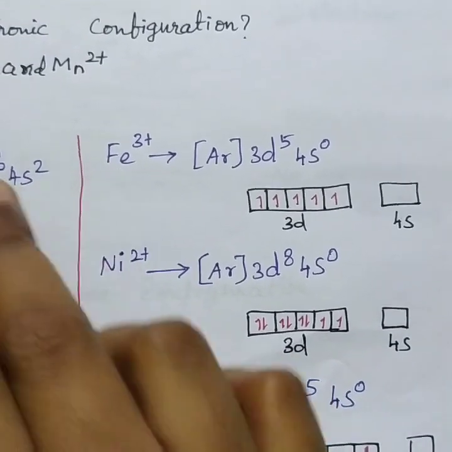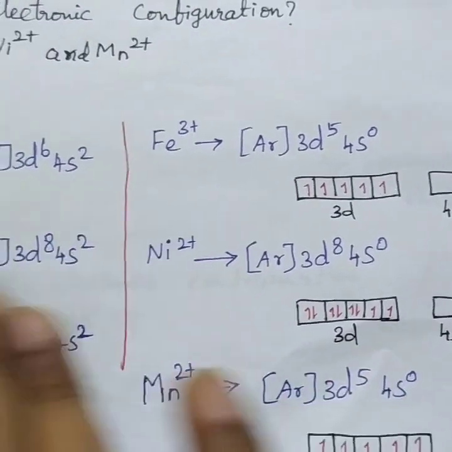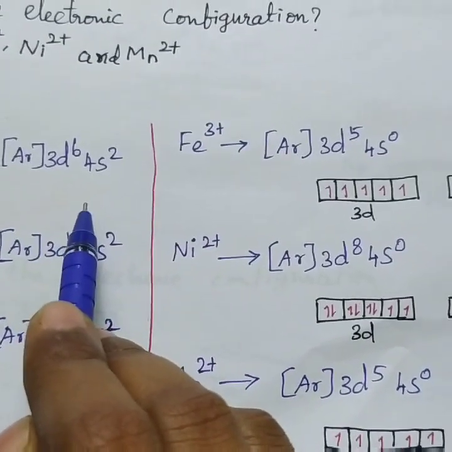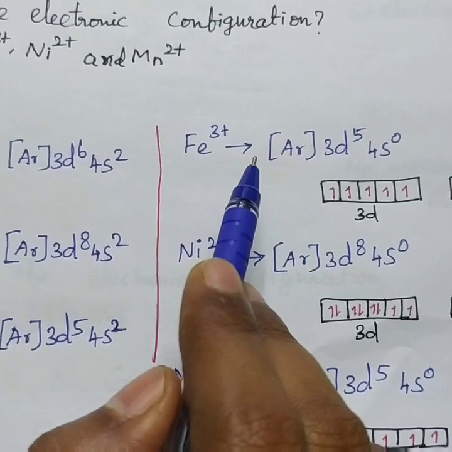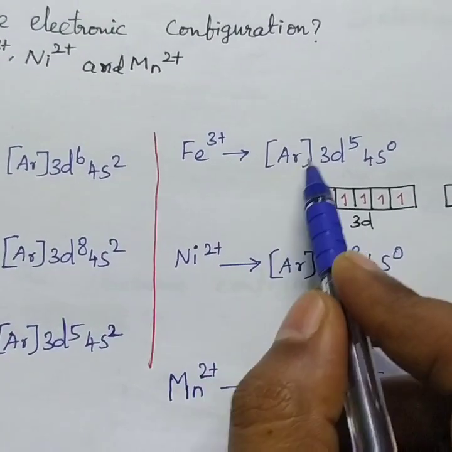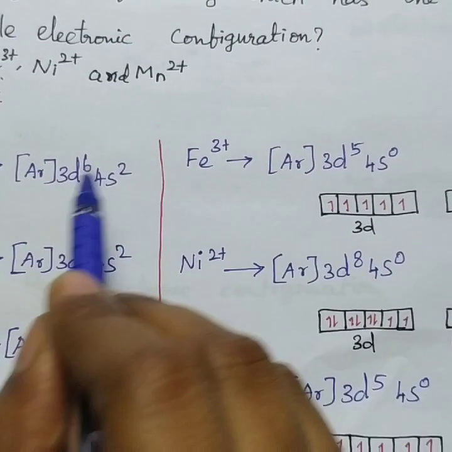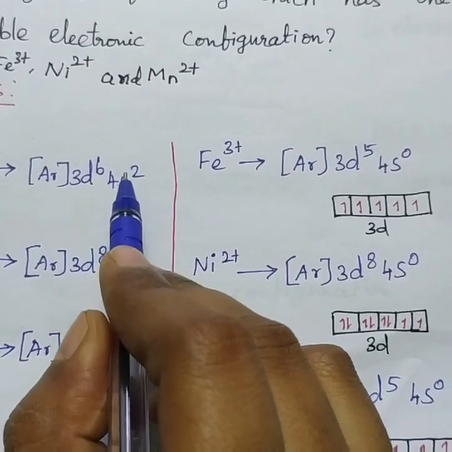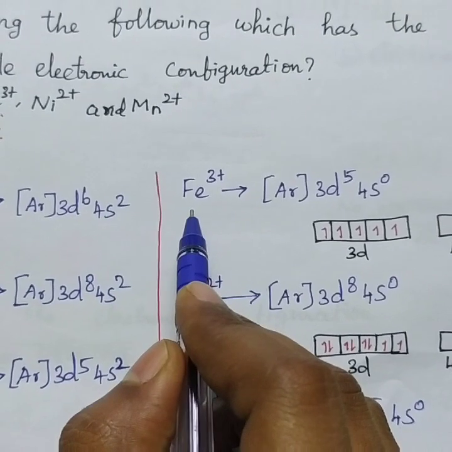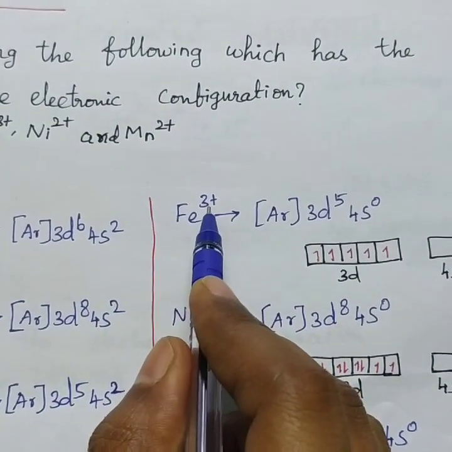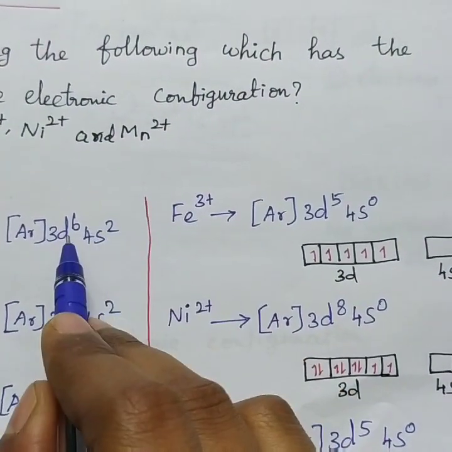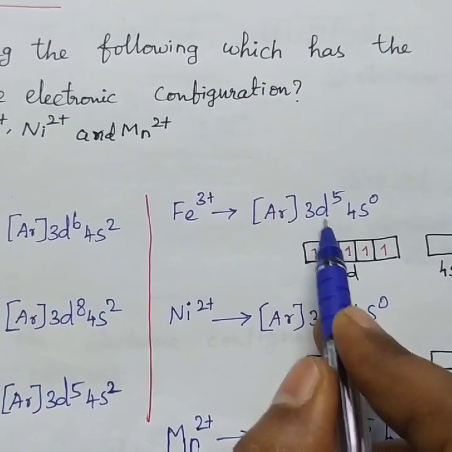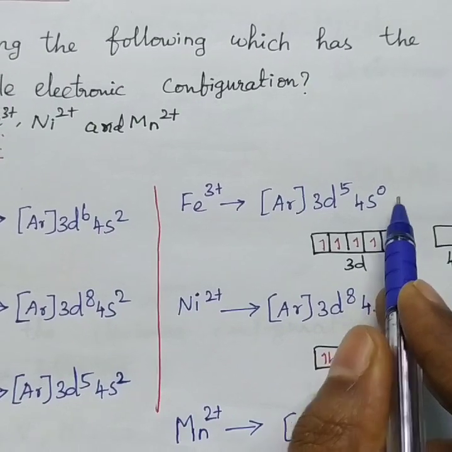So Fe3+ means you want to remove 3 electrons from the electronic configuration, from the valence shell, the last shell. If you remove electrons first, you remove them from the s shell, 2 electrons. But here you want to remove 3 electrons. After removing the 2, I have removed 1 electron from the 3d. So the electronic configuration is 3d5 4s0.